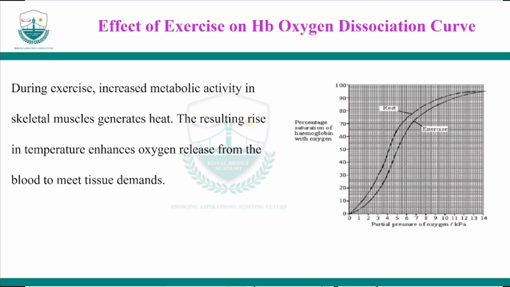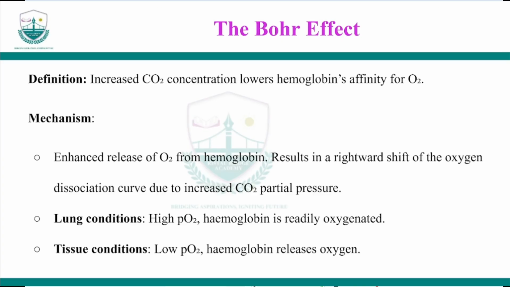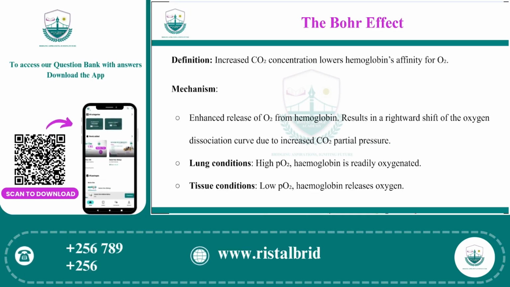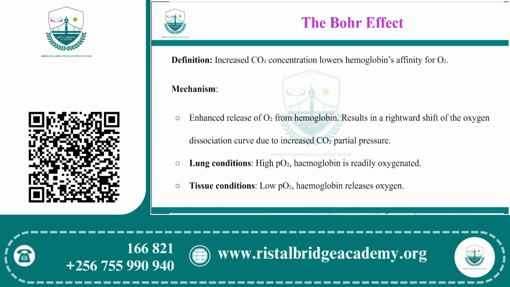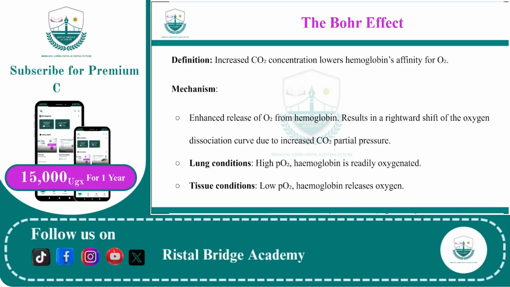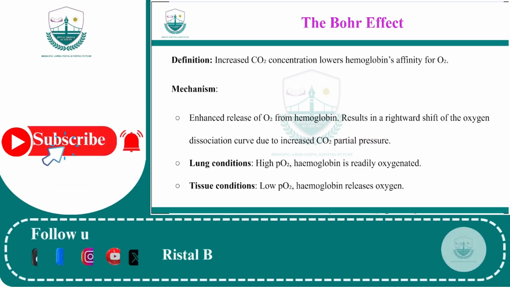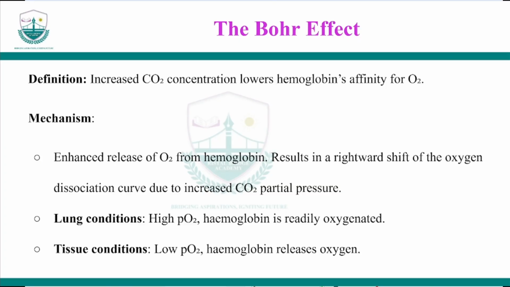Now we dive into the Bohr effect, a key physiological response. When carbon dioxide levels increase, hemoglobin's affinity for oxygen decreases. This facilitates oxygen unloading where it's needed most, in actively respiring tissues producing carbon dioxide. So in lungs, where the partial pressure of carbon dioxide is low, hemoglobin loads oxygen effectively. In tissues, where the partial pressure of carbon dioxide is high, it unloads oxygen efficiently. This dynamic is essential for gas exchange.